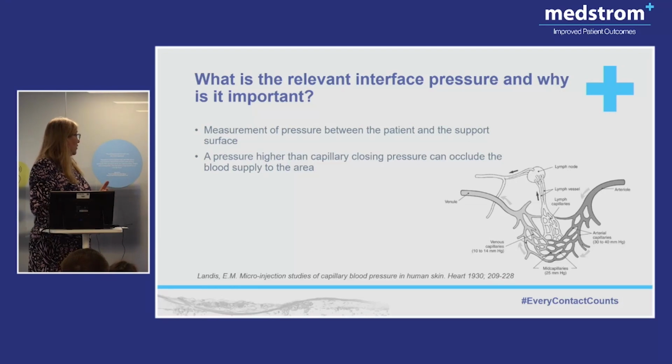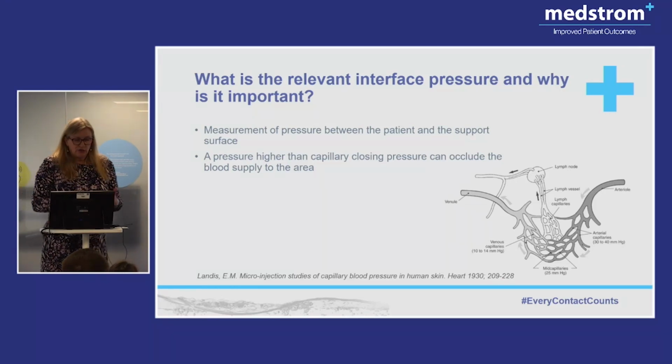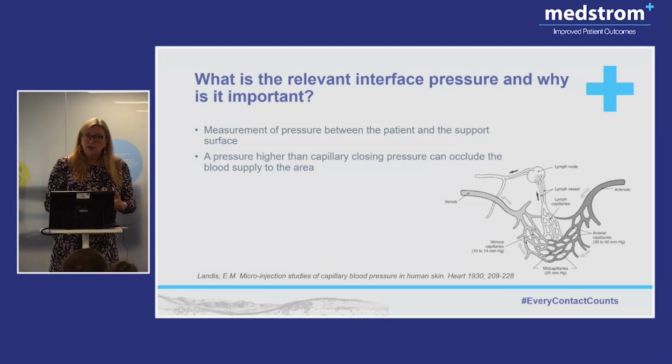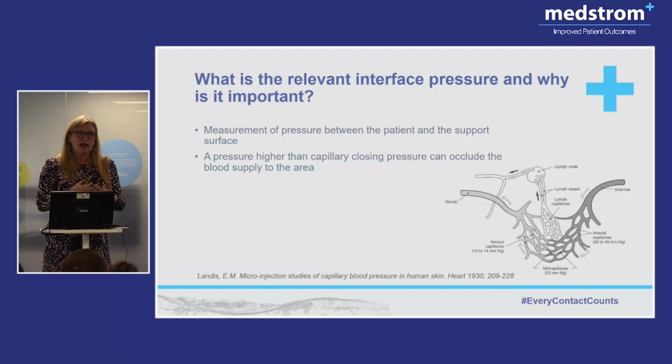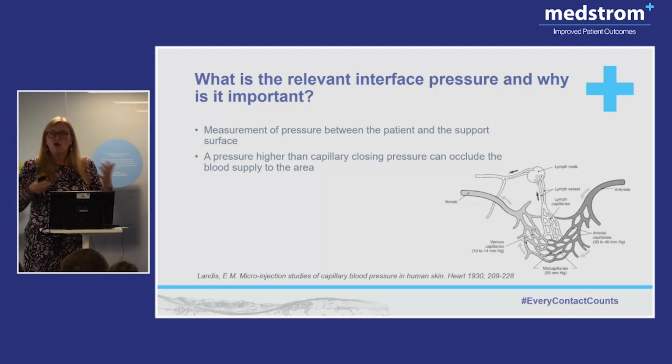So thinking about why interface pressure is relevant and why it is important. I'm sure you've all seen some kind of diagram like this before that shows you the difference between the arteries and the veins, and you have the capillary bed in the middle, and that shows you where all the things happen. So in the capillary bed is where the fluid and the nutrients and the oxygen is passed out to the tissues. And we have the Landis study. The Landis study is our benchmark study.